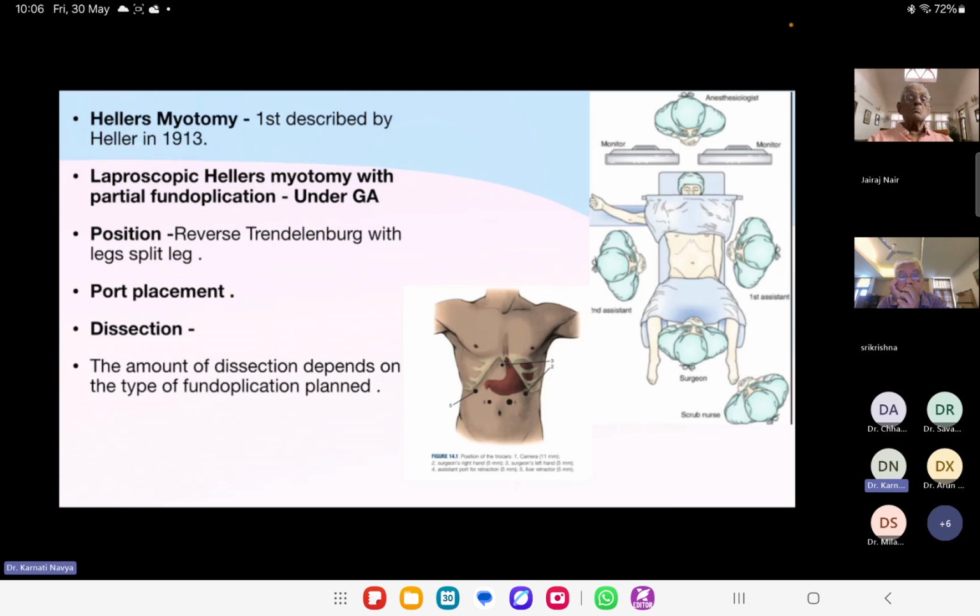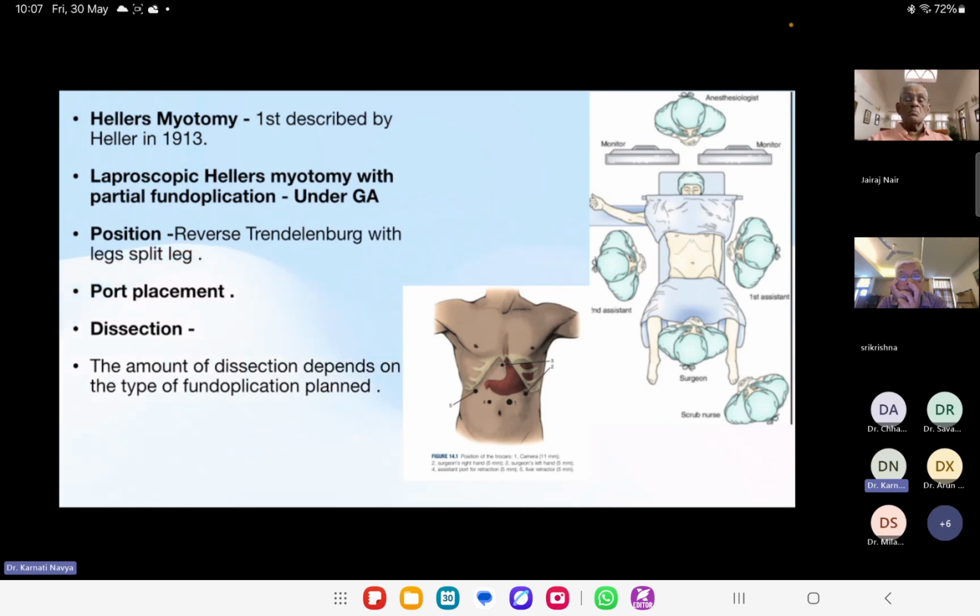Laparoscopic Heller's myotomy with partial fundoplication is usually performed under general anesthesia. The position is the reverse Trendelenburg position with the legs split. You can see in the image on the right side the first assistant and second assistant standing on the right and left hand side, with the main surgeon standing in between the legs.